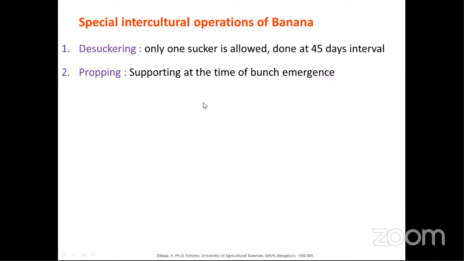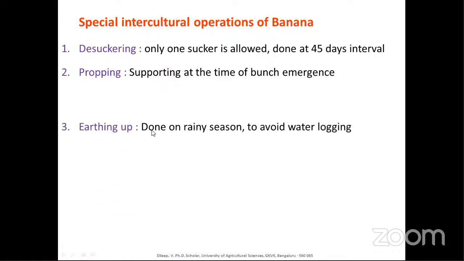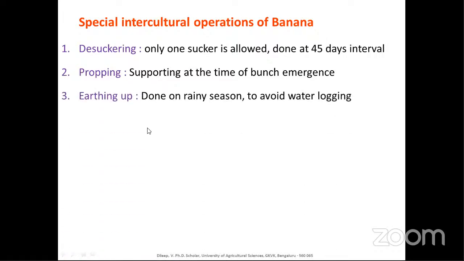And propping is nothing but giving support. The pseudostem of banana is very slender, and at the time of bunch emergence, bunches are sometimes 10 to 15 kg; I have even seen 25 to 28 kg bunches. If the pseudostem is slender and the bunch is heavy, there is a possibility of drooping, falling down, and breakage of the plant. So propping is essential. Earthing up is also done because the plant is slender and has a shallow root system, with roots situated superficially in the upper portion of the soil. So earthing up is very essential to give support.